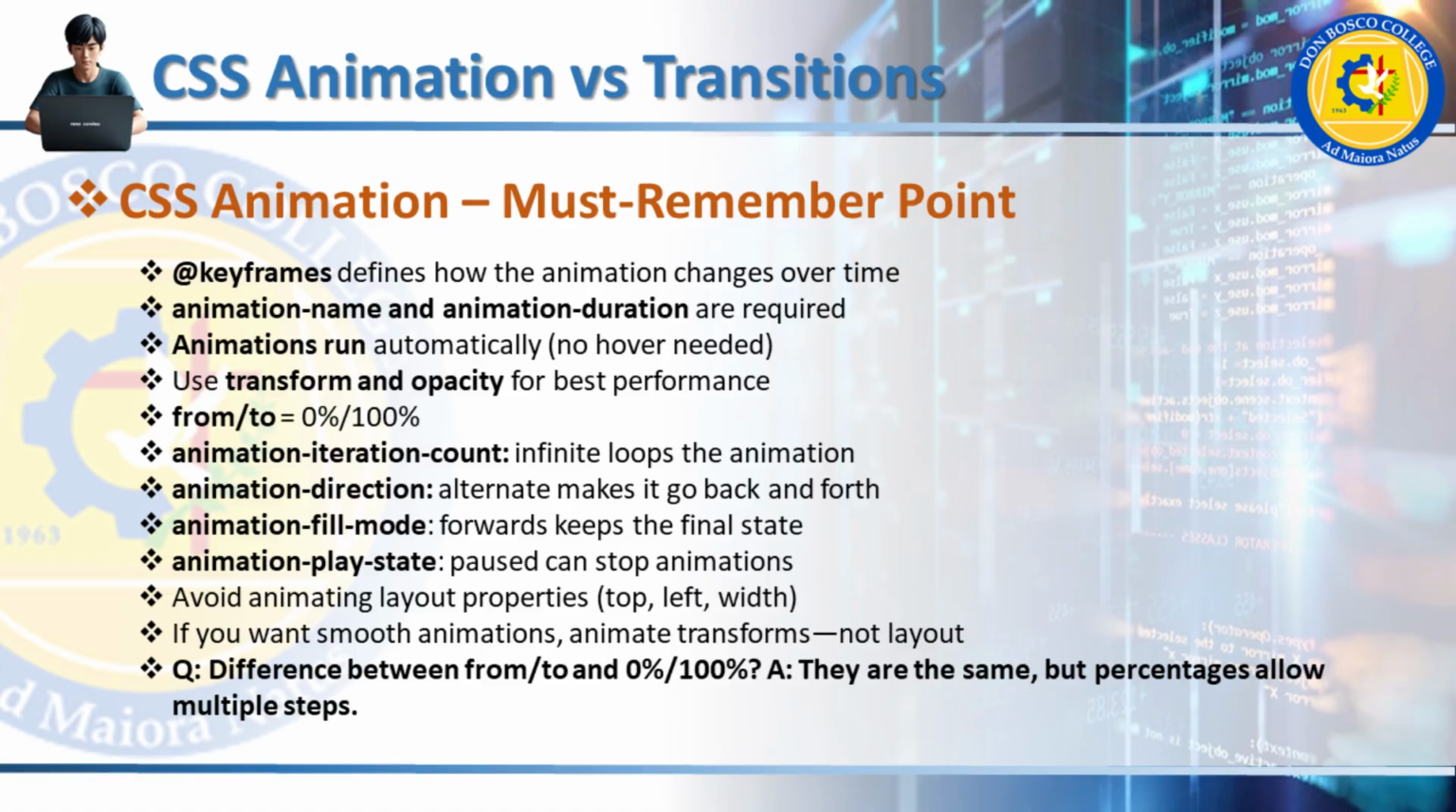Setting animation-iteration-count to infinite makes the animation loop forever, and animation-direction alternate makes it run back and forth. The animation-fill-mode forwards property keeps the element in its final state after the animation ends, while animation-play-state paused can stop an animation. To achieve smooth animations, avoid animating layout properties like top, left, or width, and instead animate transforms.